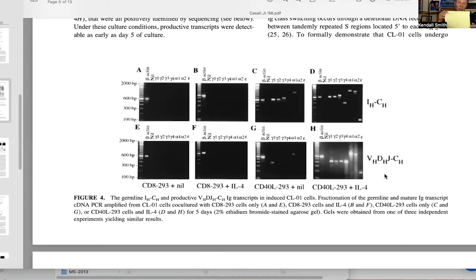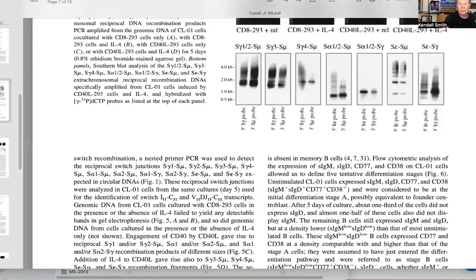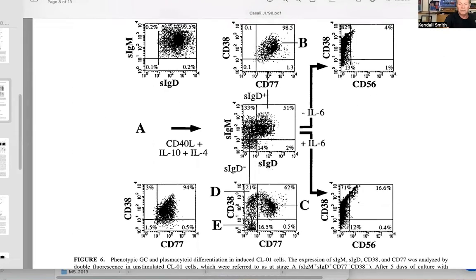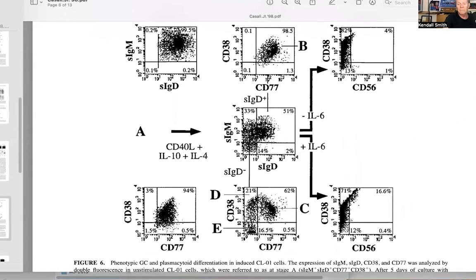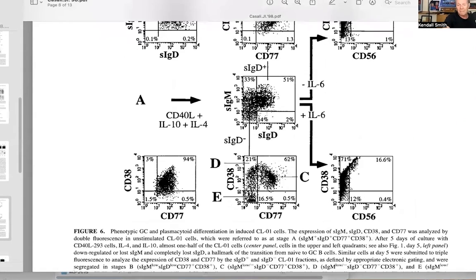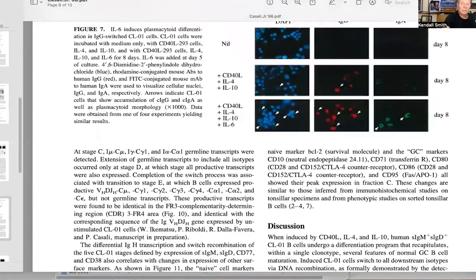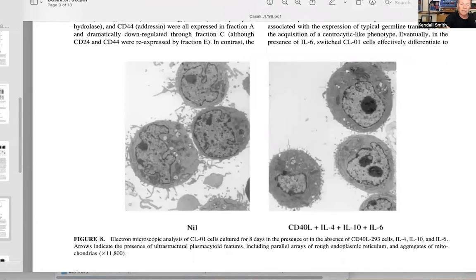So that's all I want to really go into in this particular thing, because as I said, the rest of the data you should look at very, very carefully. This is for the differentiation of different markers during this whole process under these stimuli. And down here, you see what the cells look like by electron microscopy.